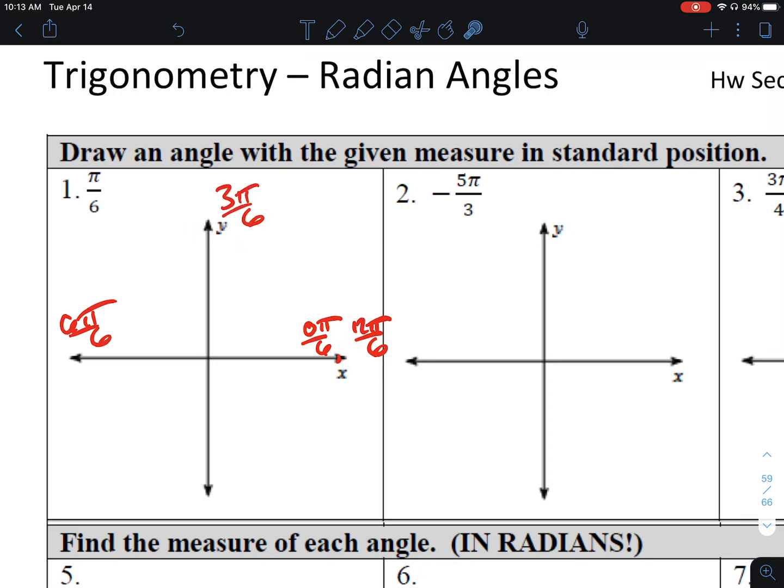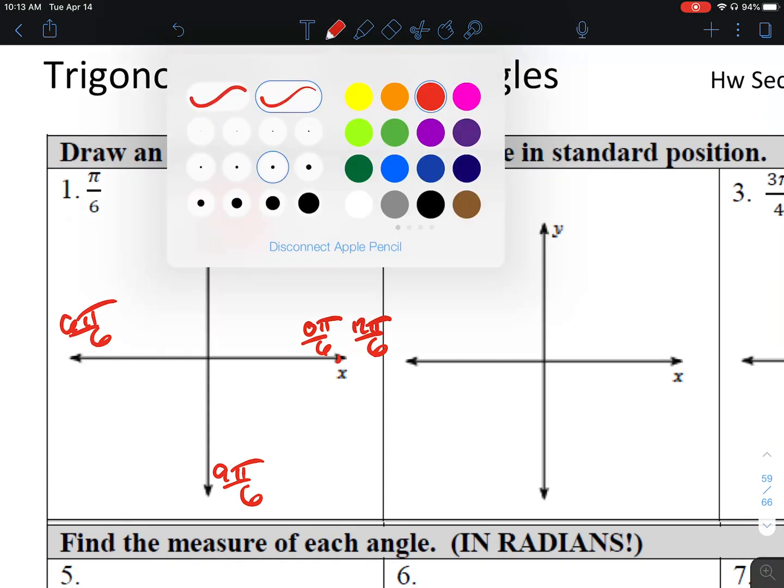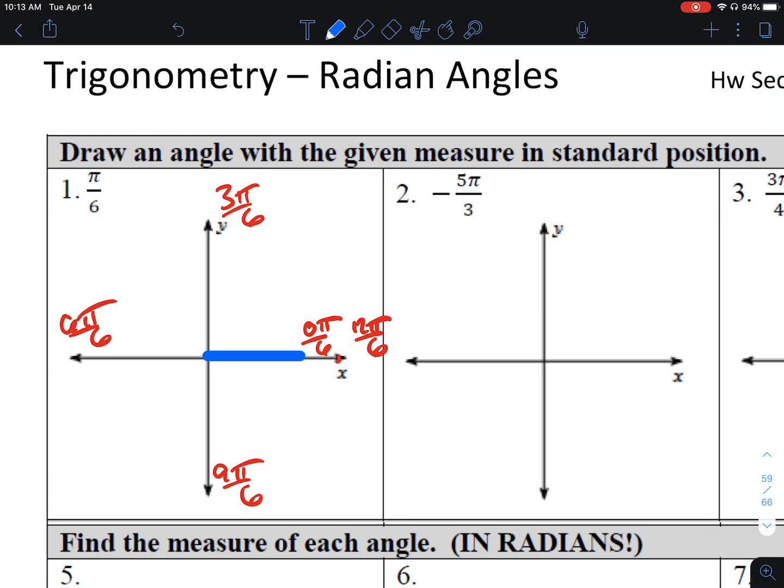Notice the relationship. The numerator for each quadrantal angle increases by 3 pi each time. 3 pi, 6 pi, and it's going to be 9 pi over 6. Then add 3 more and you get 12 pi over 6. Pi over 6 clearly falls between 0 pi over 6 and 3 pi over 6. So the angle that we're supposed to draw is going to be here in quadrant 1.